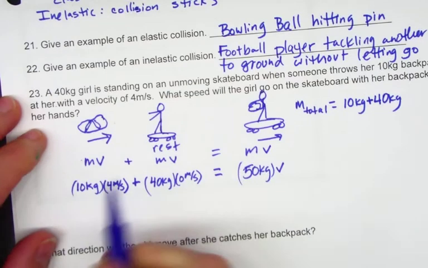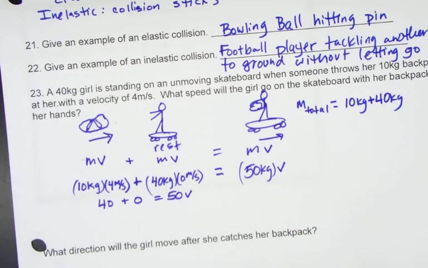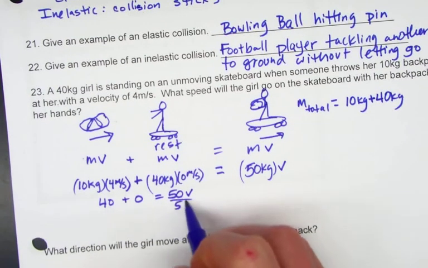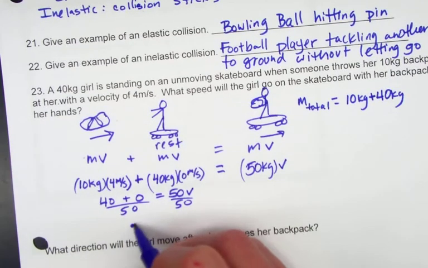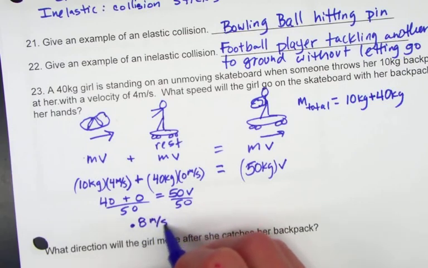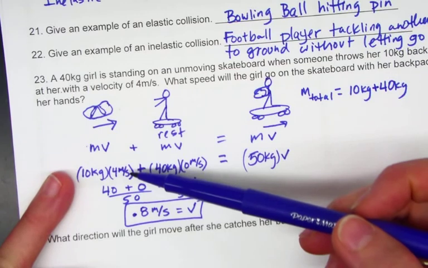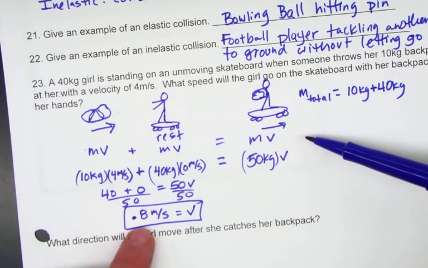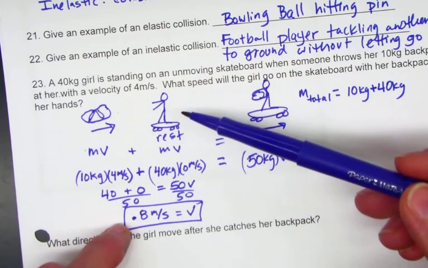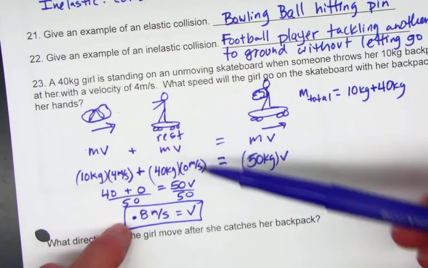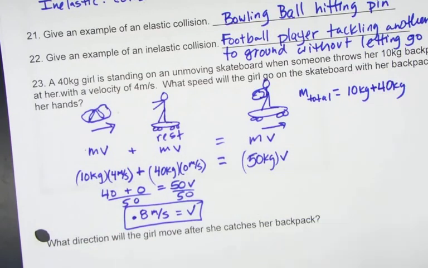All right. So we have 40 plus 0 equals 50 times velocity. And so we want to divide both sides by 50. And then the new velocity is 0.8 meters per second. So here's the thing. The backpack was going 4 meters per second, but now it's only going 0.8 meters per second. So the backpack lost tons of momentum. However, the girl, she was going 0, and now she's going 0.8. So she has gained momentum because she has gained speed. So she's now going faster.